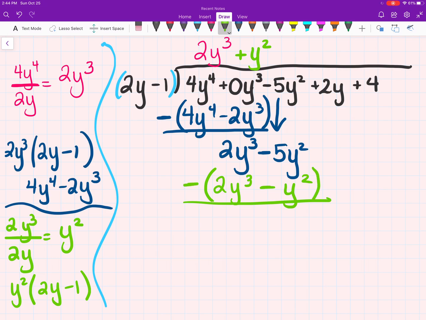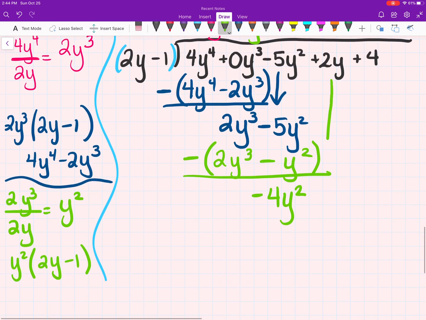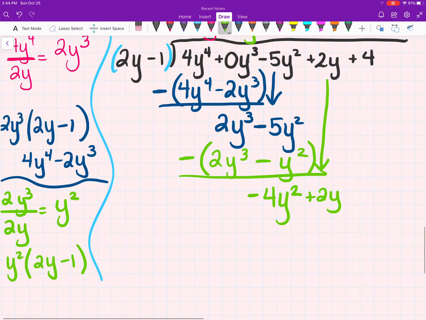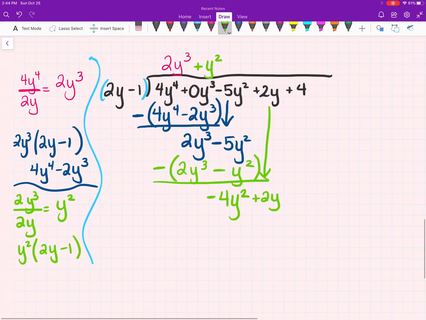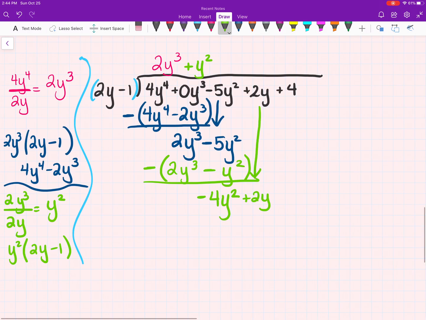2y to the third minus 2y to the third gives us nothing. Negative 5y squared minus a negative y squared, well, that makes that a positive y squared, so this is negative 4y squared. Bring down, positive 2y. We're going to do that whole process again. We start the process yet again.